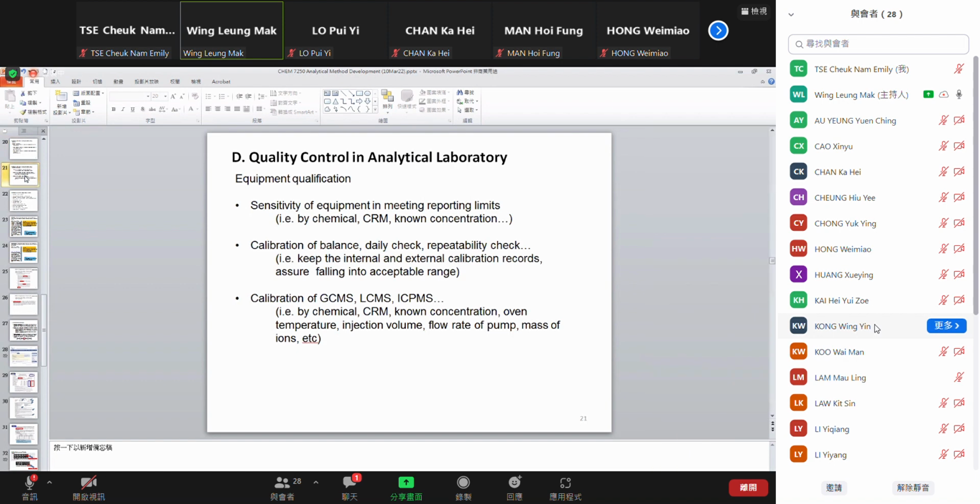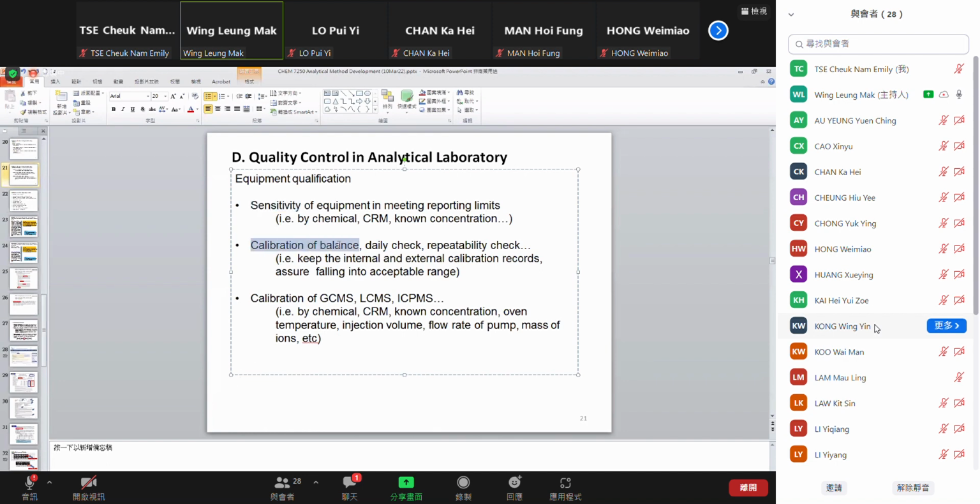Equipment qualification. Also, when you use equipment, you need to know the sensitivity, that is, how low a concentration of the analyte the instrument has a response signal for. The response signal should have a signal to noise ratio of at least 3 times in comparison to the noise, right?